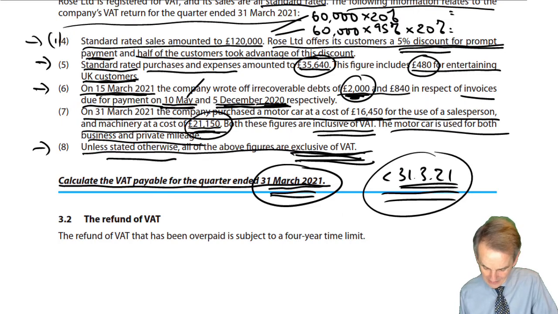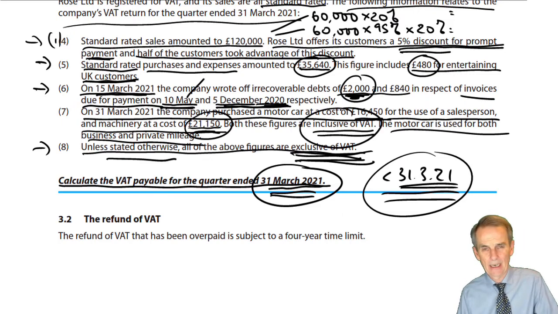£21,150 on machinery, it's inclusive of VAT. Therefore, what do you take? Not 20%, 21/20, or 1/6 to its lowest common denominator.